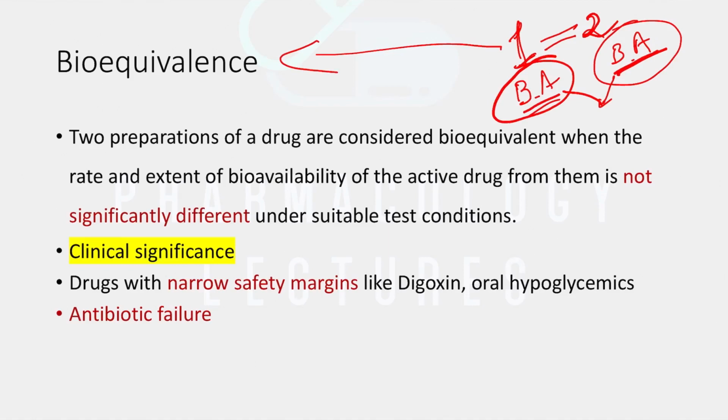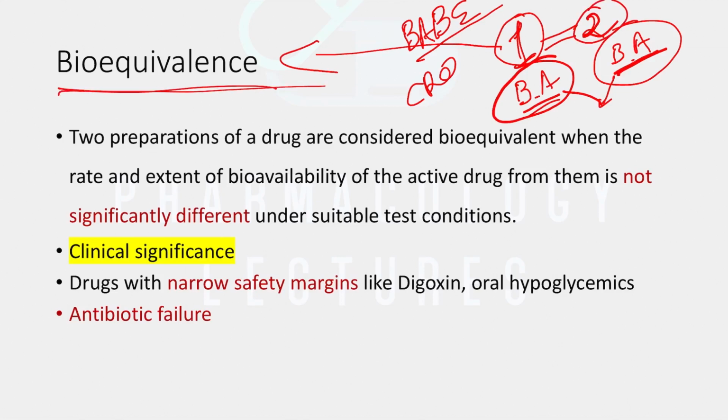Okay, so this kind of research, or bioavailability studies, is done in different CROs, and these CROs do these BABE studies, bioavailability and bioequivalence studies, and check the differences between the two products. They see whether it is statistically significant or not. If the difference is not statistically significant, those two products are bioequivalent.